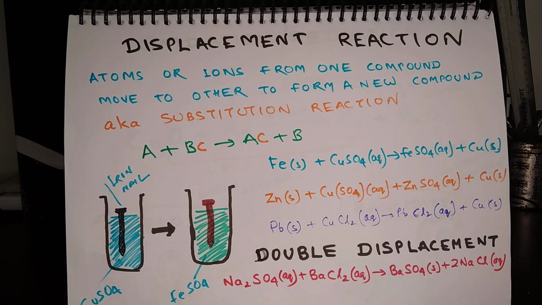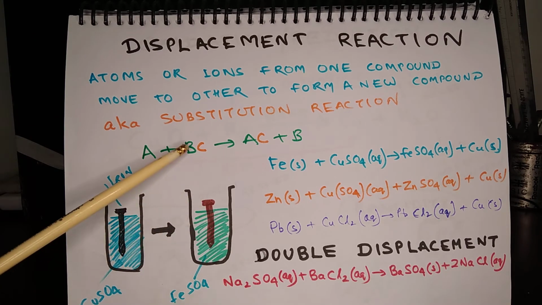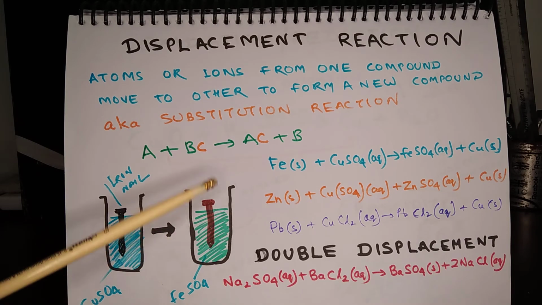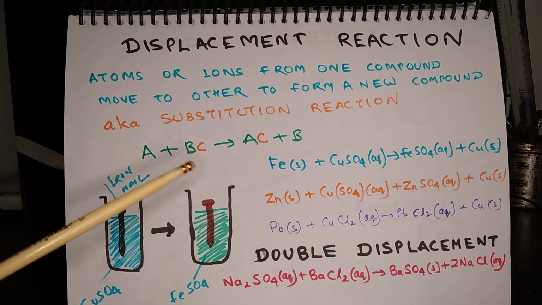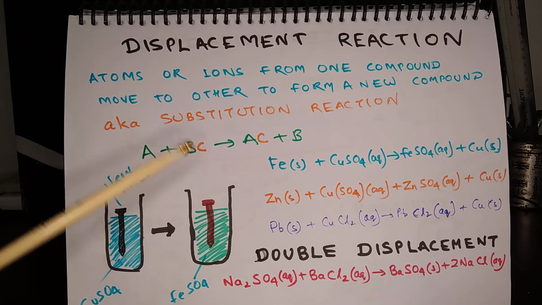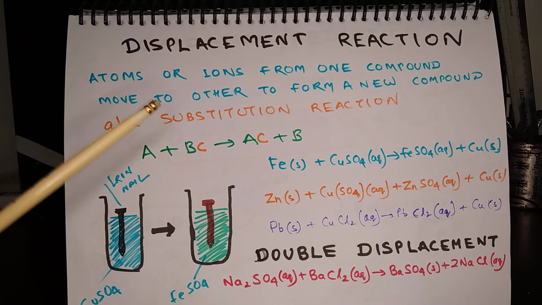So what happens when you add an iron nail to copper sulfate solution? The iron displaces copper. But if you put a copper rod in iron sulfate solution, no reaction will take place because copper is less reactive than iron, and copper is not going to displace iron from iron sulfate solution.